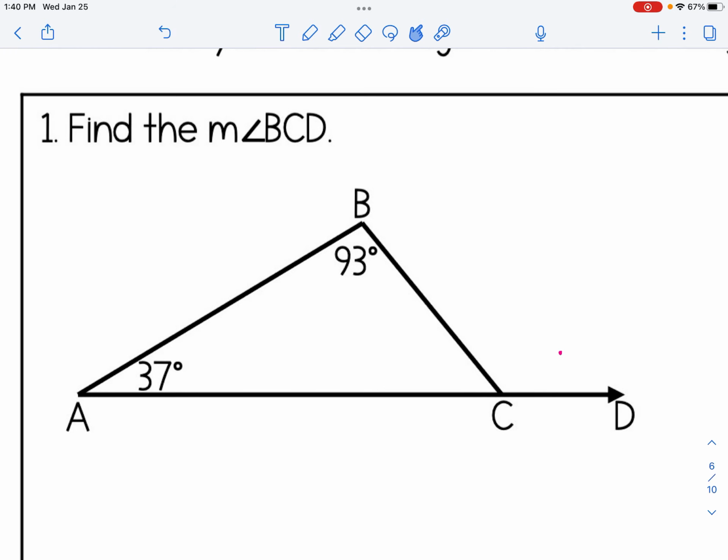First up, if we look at this example, we're asked to find the measure of angle BCD. So I see the non-adjacent interior angles are 93 and 37. When I add them up, I get 130 degrees as my answer.